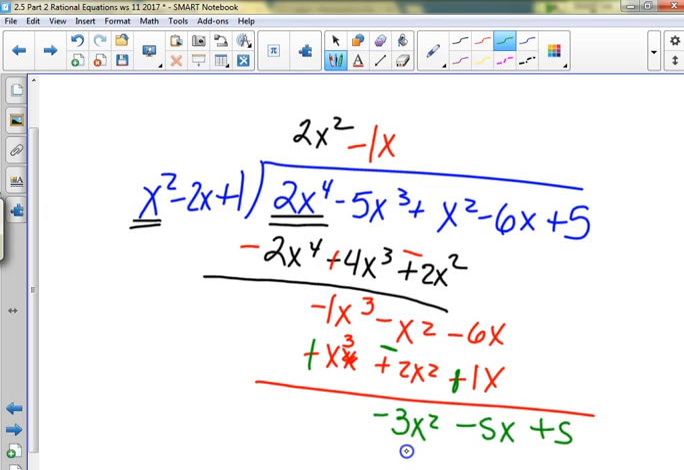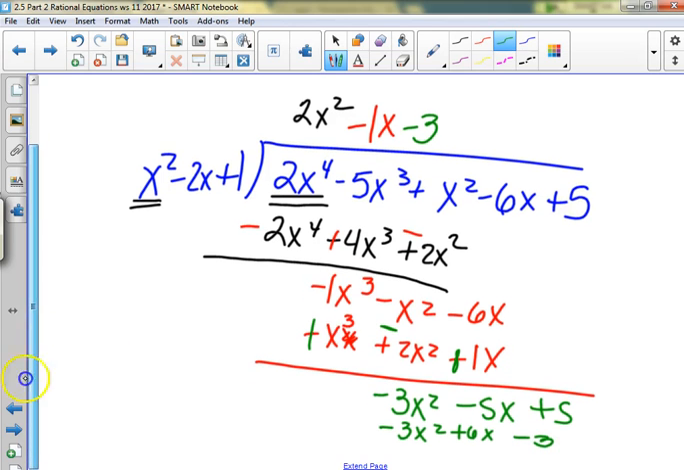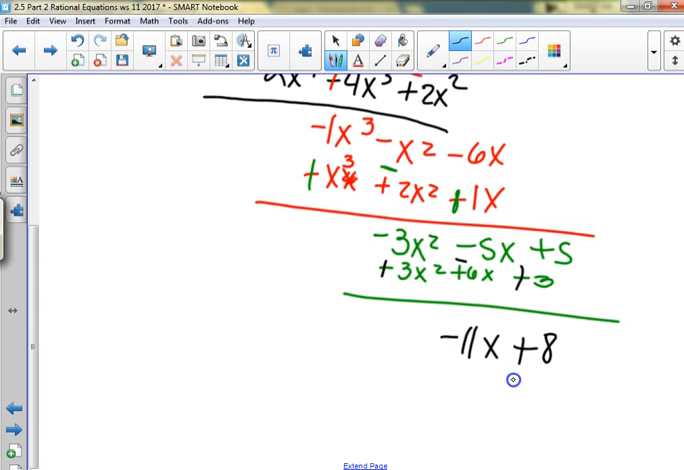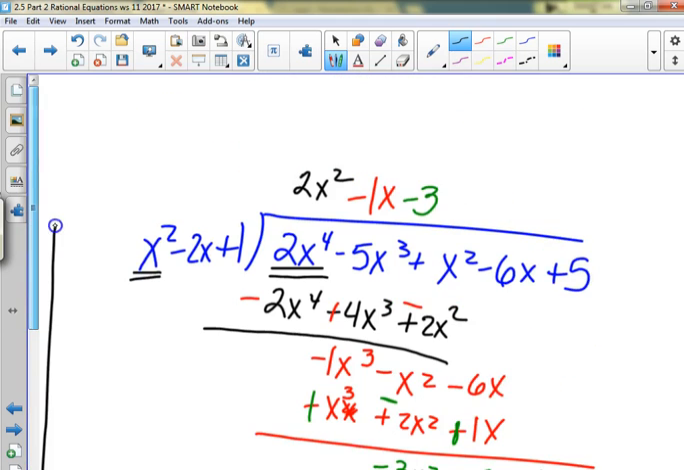What do we need now? Negative 3 distributed through all that will be negative 3x squared plus 6x minus 3. If I change all the signs and add, I get a negative 11x plus 8. Isn't that a beautiful remainder? What do we do with that remainder?